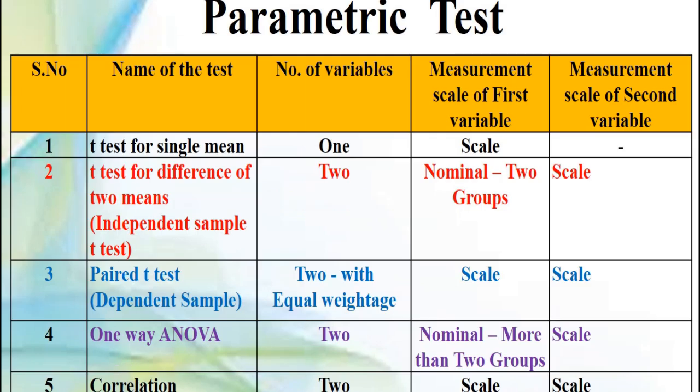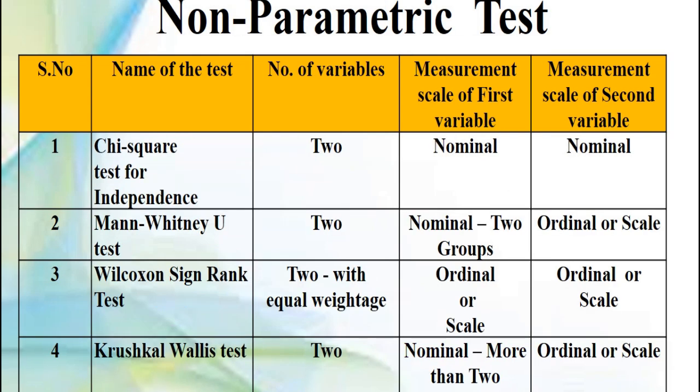Why do I insist you know the types of measurement scale? Because based on these measurements we have to finalize the statistical tool. If you have one scale variable, you can use a one sample t-test. If you have one scale variable and another variable with two groups measured on a nominal scale, you can apply an independent sample t-test. Non-parametric tests also apply the same conditions.